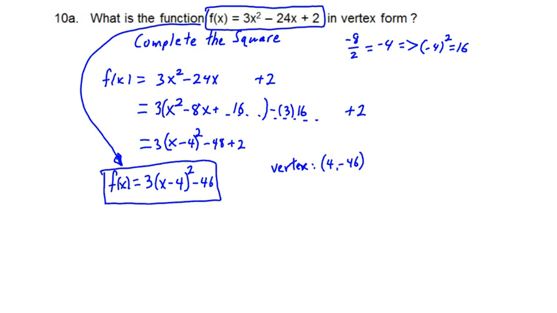Anyway, that's it. I think this is going to be a multiple choice problem on your test. You'll be able to compare some answers.